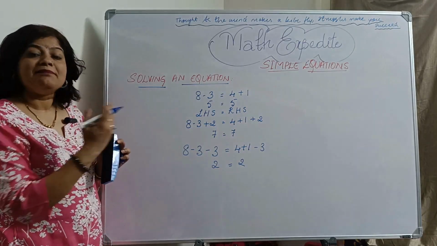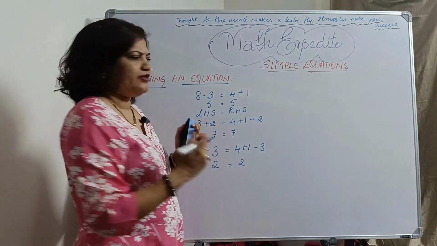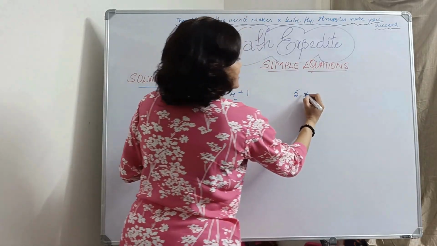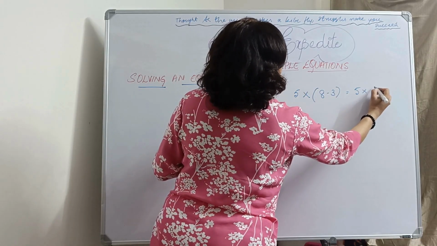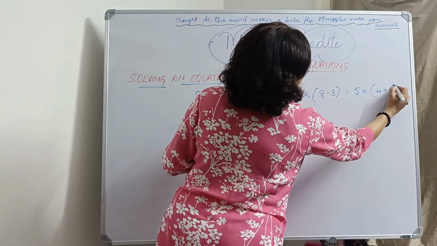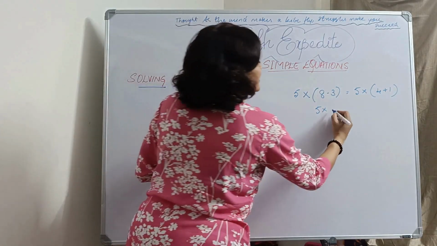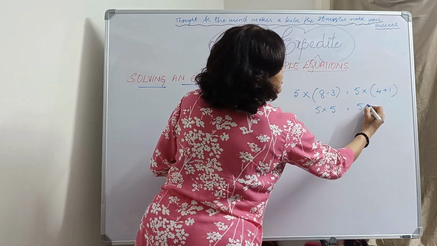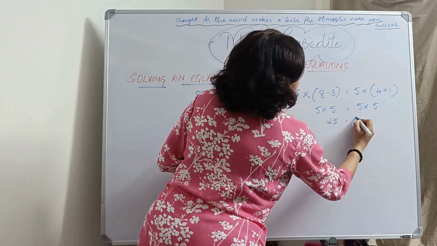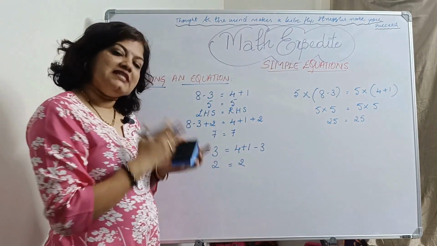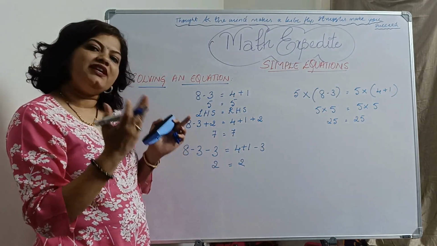Next, let us multiply by the same number and see what happens. We will take 5. 5 multiplied by 8 minus 3 equals 5 multiplied by 4 plus 1. So here 5 into what is 8 minus 3? 8 minus 3 is again 5, which is equal to 5 into 4 plus 1, which is 5. So 5 5s are 25. Here also 5 5s are 25. So if I multiply by the same number on both sides, the equality still holds.